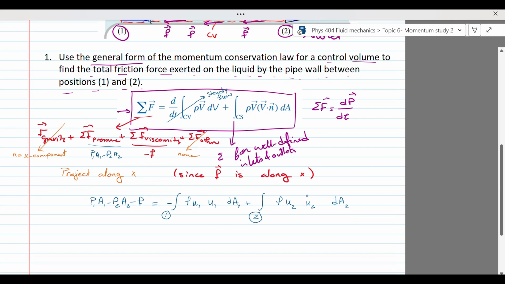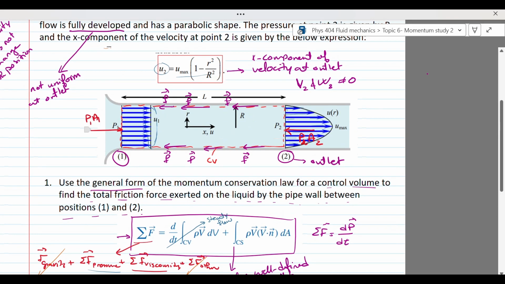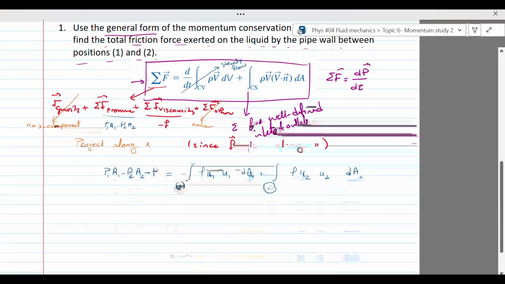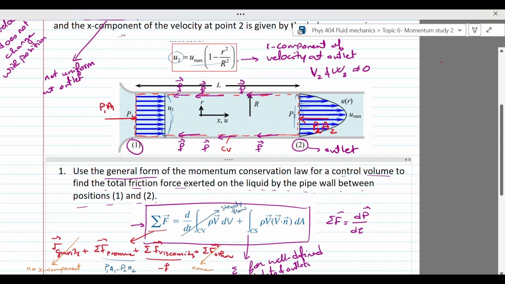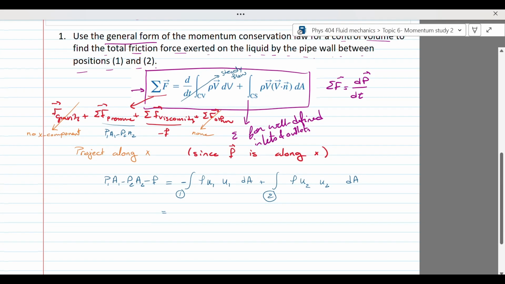Now we can see that the areas A2 and A1 are the same across my pipe. My pipe does not narrow, does not converge or diverge, so the areas are the same. I can just leave this as dA. I also know that u1 is actually uniform. You can get back to the figure and see how u1 does not depend on position, so I can just take this outside my integral.